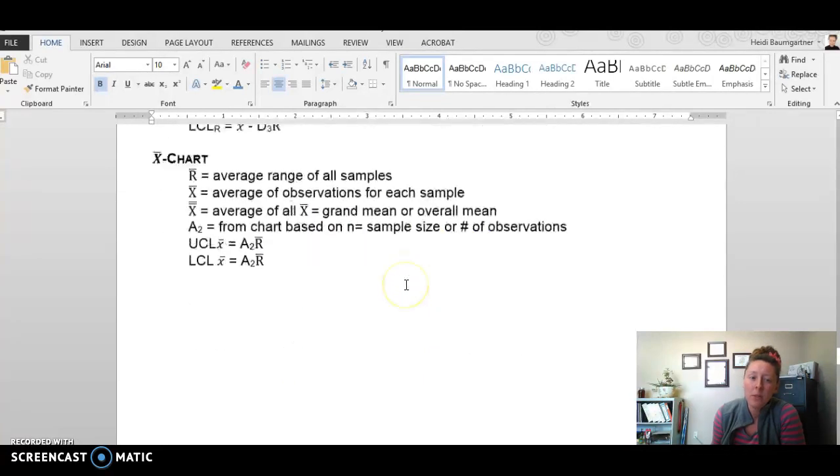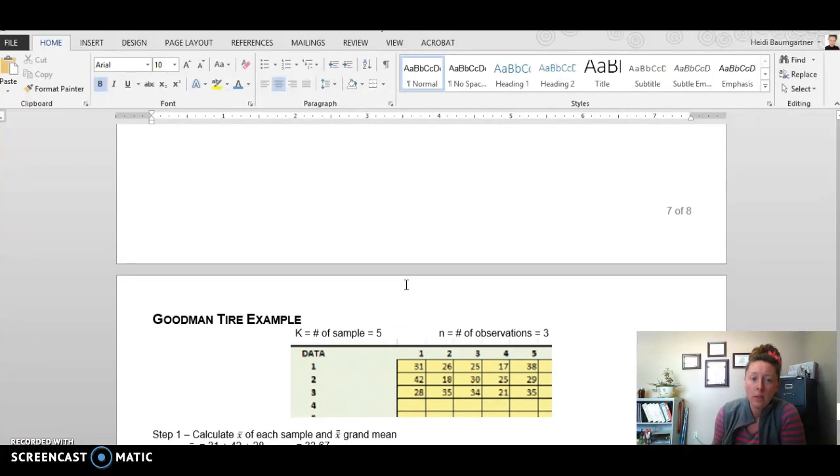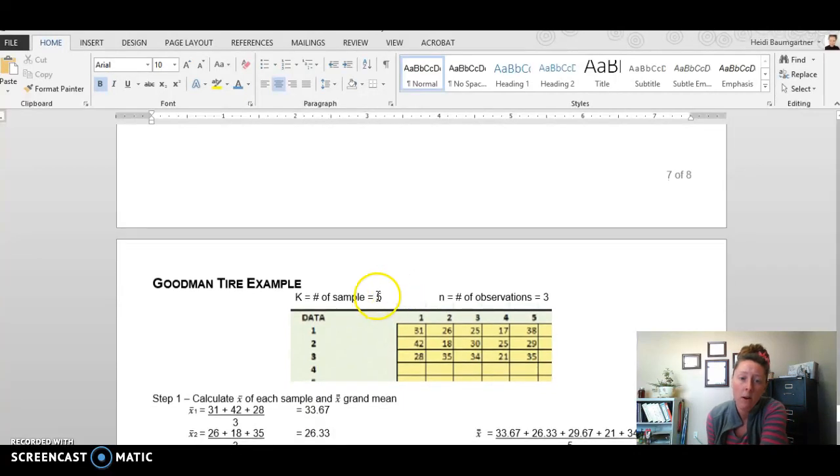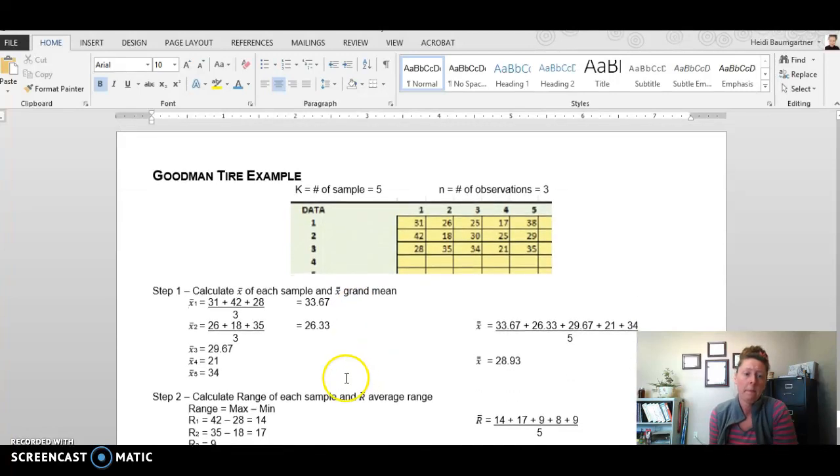So to actually put this into practice, we're going to look at an example. Looking again at the Goodyear tire example and just looking at the first 5 data points. There are 5 samples, and for each sample there are 3 observations. So the first step is to calculate the average of each sample and the grand mean.